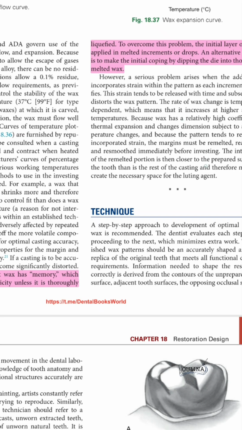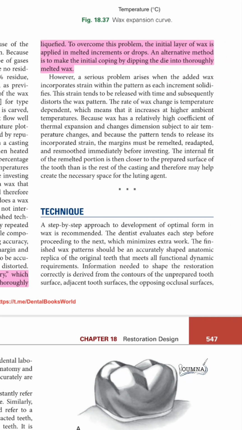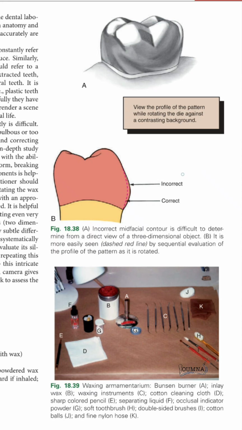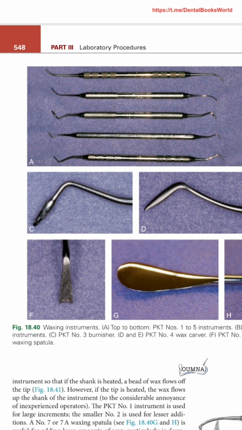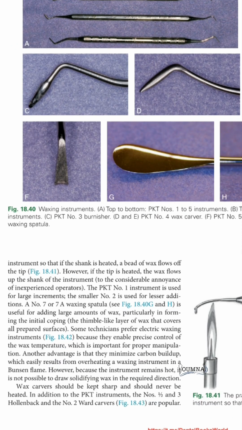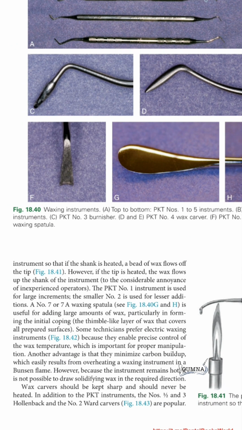To overcome this problem, the initial layer of the wax is applied in melted increments or drops. An alternative method is to make the initial coping by dipping the die into thoroughly melted wax. We must make sure not to increase the concavity and the bulkiness of the axial wall. These are the instruments that are used for carving and burnishing.